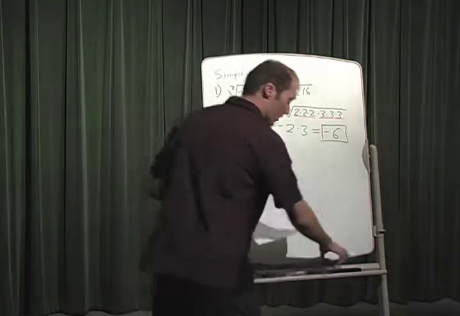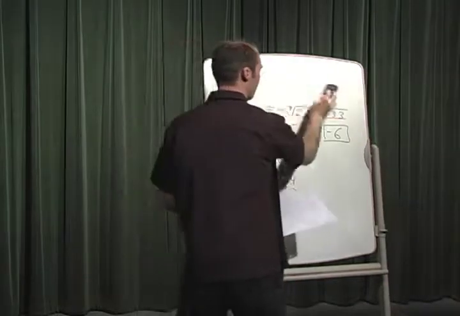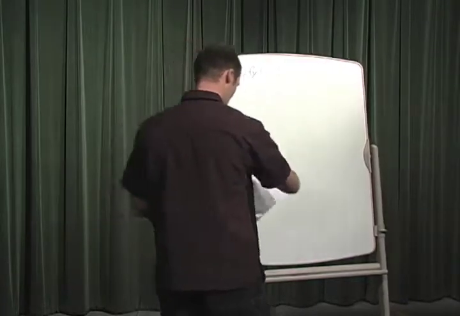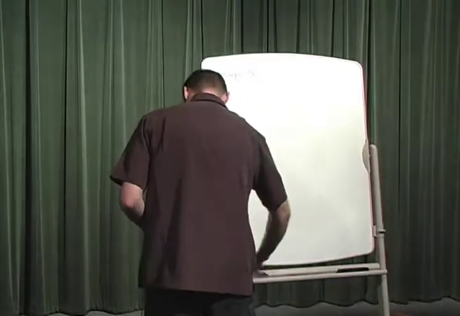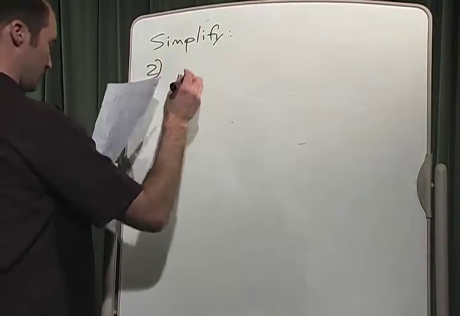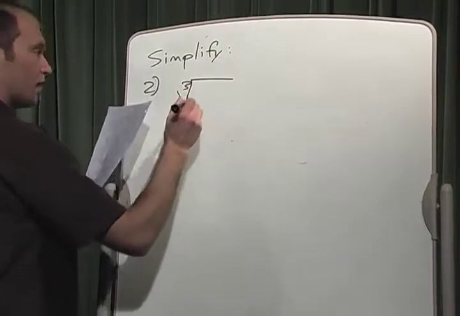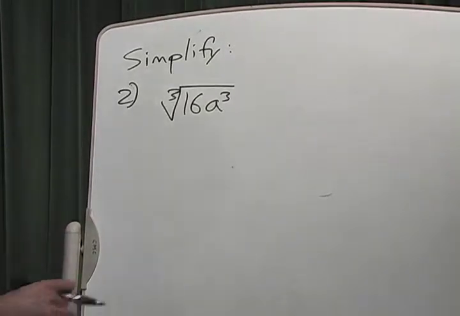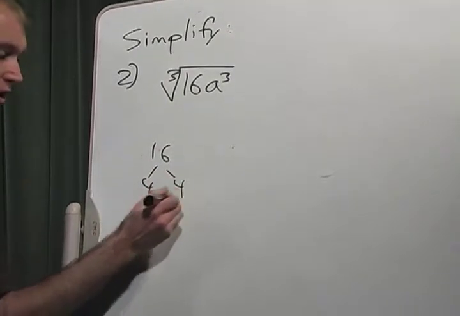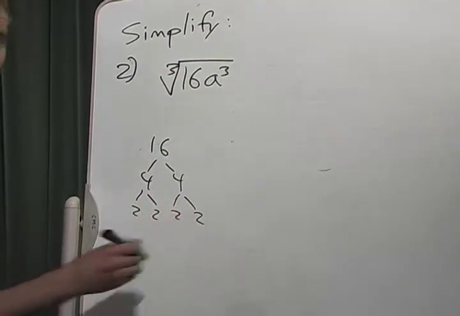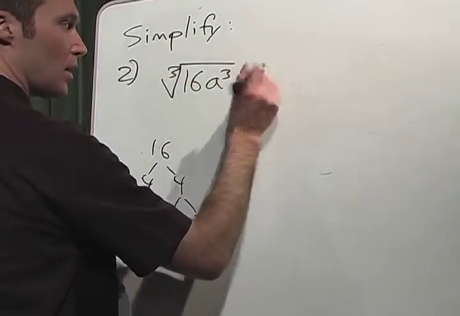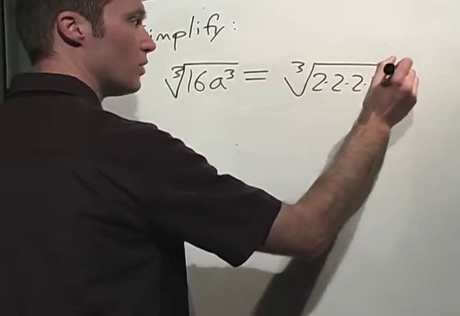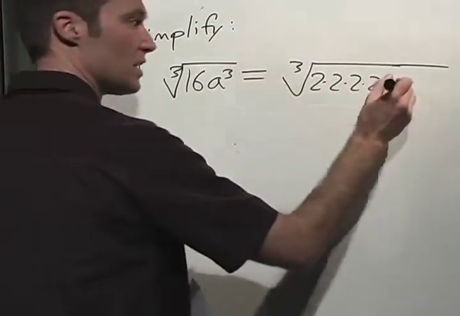Let me do one more problem. Let's suppose that I want to simplify the cube root of 16a cubed. Well, 16 breaks down into 4 times 4. Each of those 4s breaks down into 2 times 2. So this is going to be the cube root of 2 times 2 times 2 times 2, and then a cubed is a times a times a.